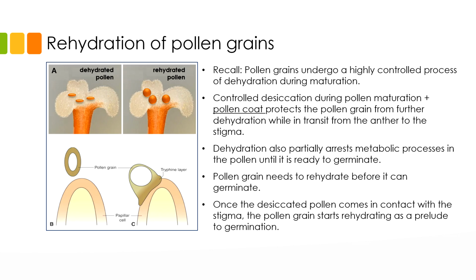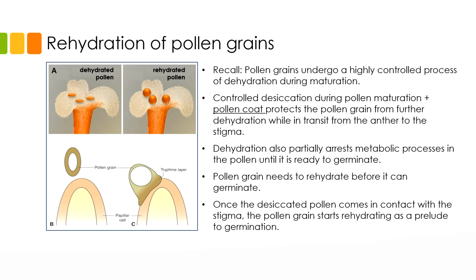Recall in our lesson on male gametogenesis that pollen grains undergo a highly controlled process of dehydration during maturation. Dehydration partially arrests various metabolic processes in the pollen until it is ready to germinate. In addition, the controlled desiccation of pollens, along with the deposition of the pollen coat, serves to protect the pollen grain from further dehydration while in transit from the anther to the stigma. As I said, excessive drying can dry up and kill the sperm cells.